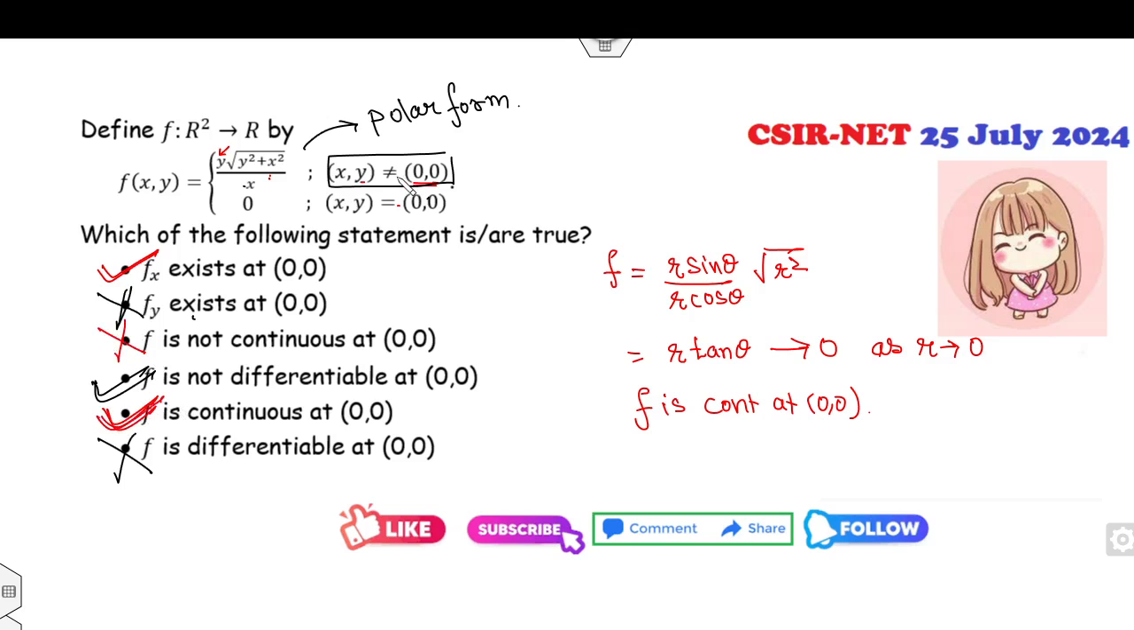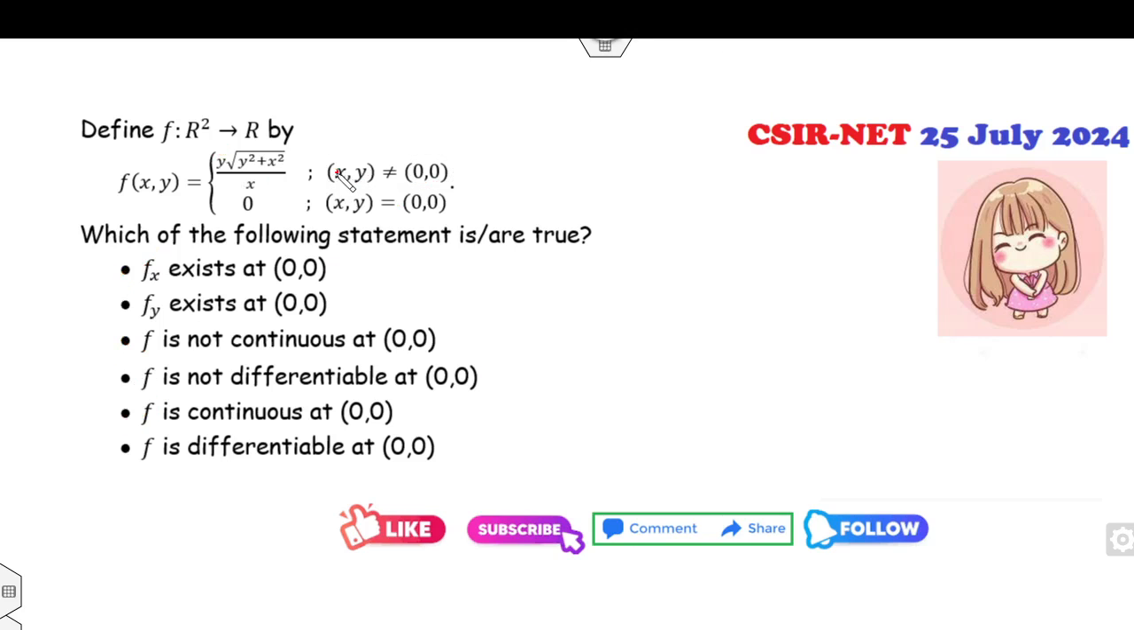So if this is my correct statement in the examination, then this fx exists, f is not differentiable, and f is continuous are the right answers. Second way, if in the given statement, instead of this category, it is given that x is non-zero only and x is 0, then how can you check these options?